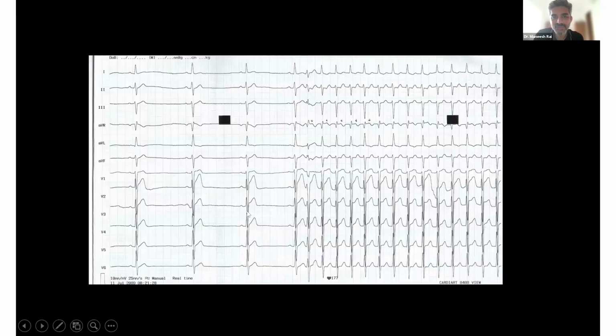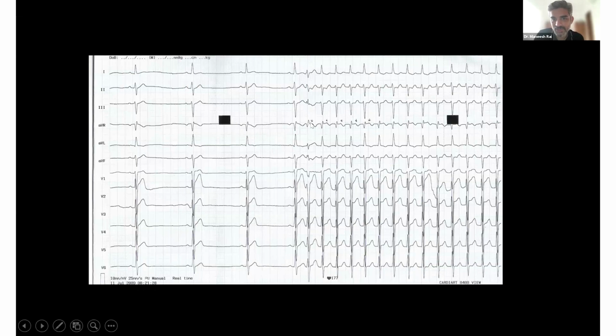This is a classic example of an SVT. You can see the first few beats are sinus beats. Then you have an ectopic triggering off an SVT. If you look at this narrow QRS tachycardia, it's a regular tachycardia. Once we know it's regular, it's likely to be an AVNRT or an AVRT. The next step is to look at the P waves. You can see the small arrow marks.